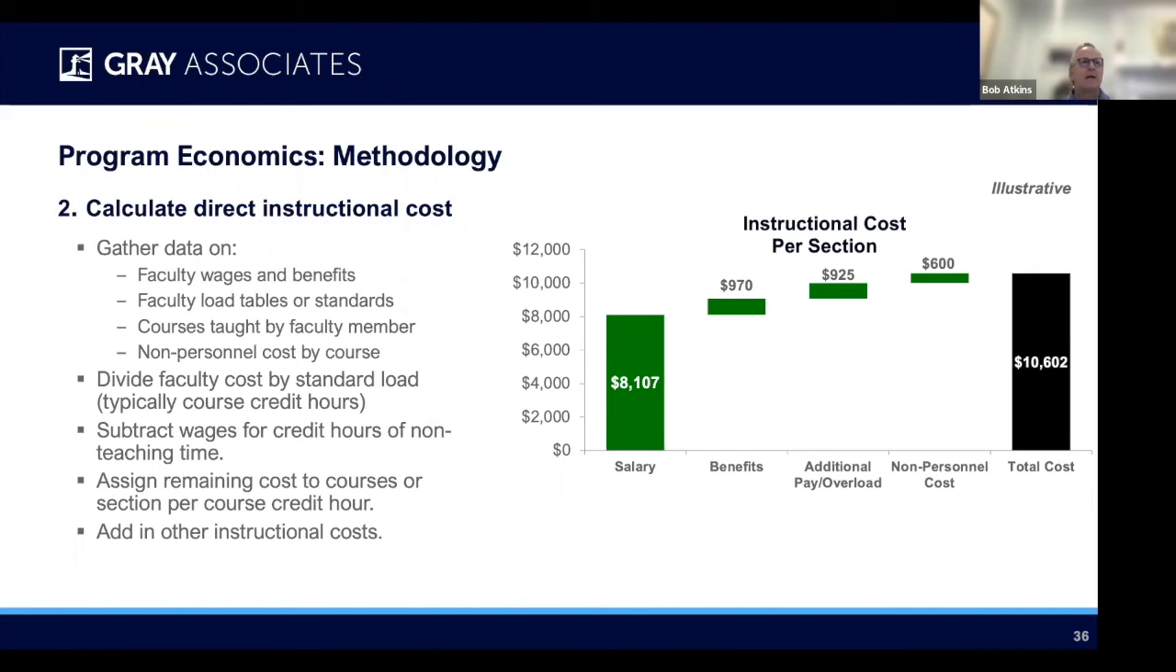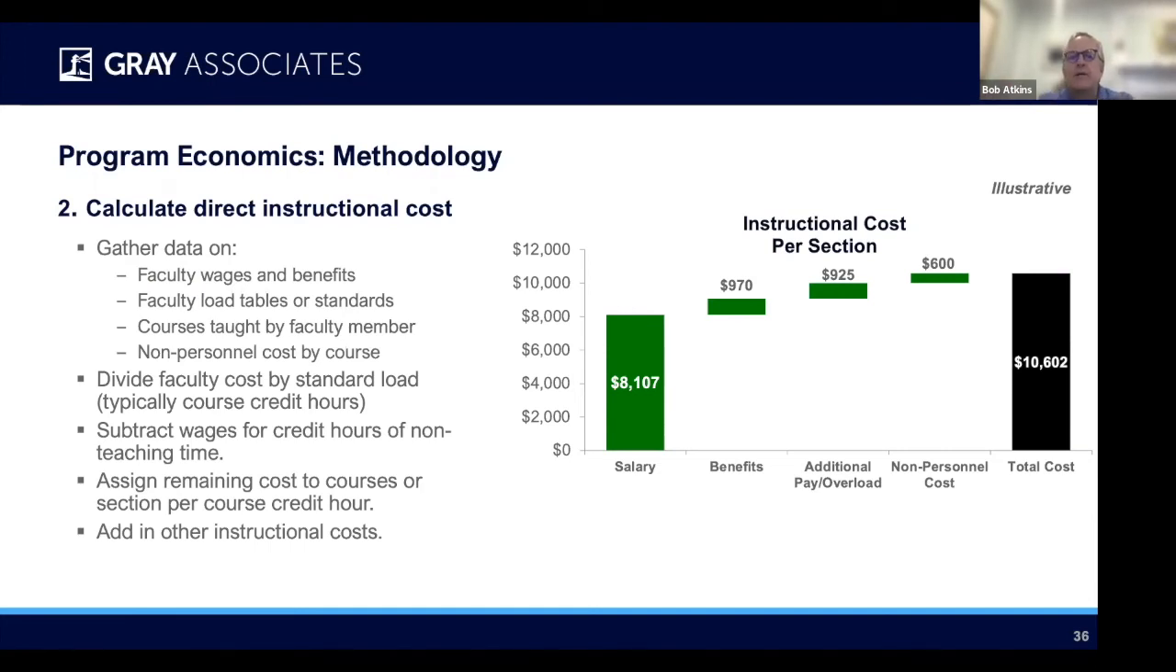There are many ways to do that. Faculty load tables are one, where the faculty member has been assigned, let's assume they have to do 12 credits to be a full load, and they're only doing 9 because they've got 3 credit hours elsewhere. Well, then you want to take a quarter of their pay, that 3 credit hours, and take it out of instructional costs, because that's not what they're doing.